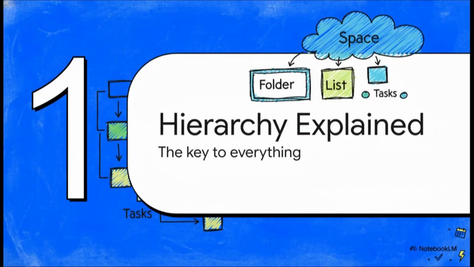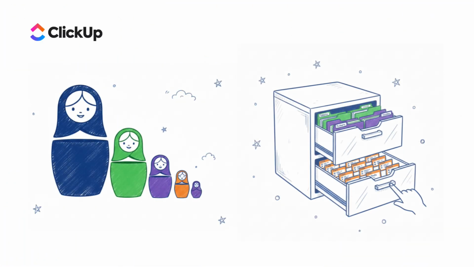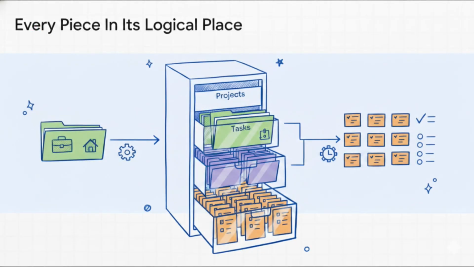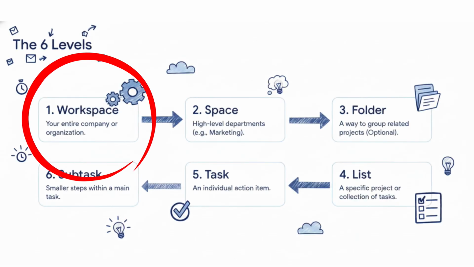It's the absolute key to everything. And the best way to think about it is like a set of Russian nesting dolls or a really organized digital filing cabinet. It's a system where every piece of work has its own logical place. And if we show this in a simple graphic, you can see the workspace in the left top, and this is your entire company or your whole life if you use it for private projects.